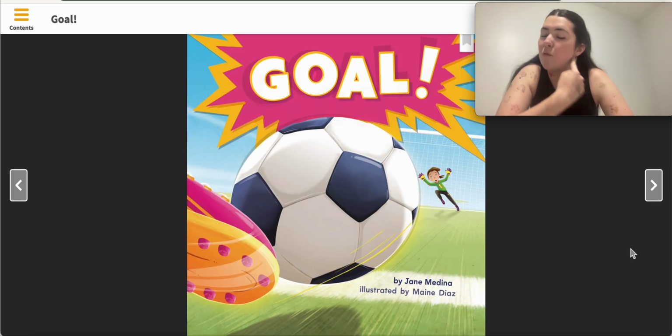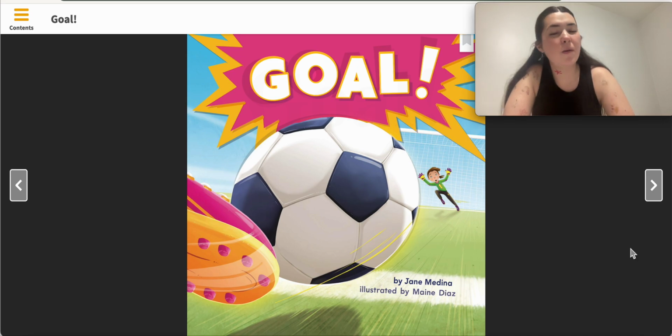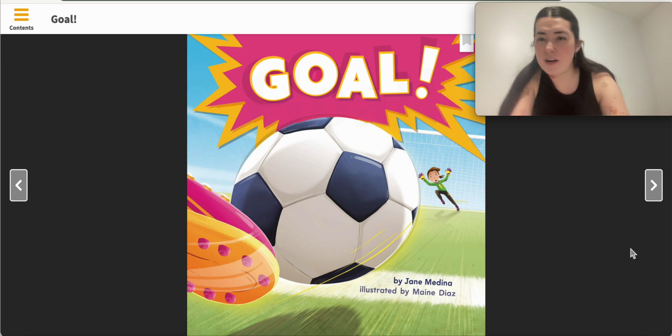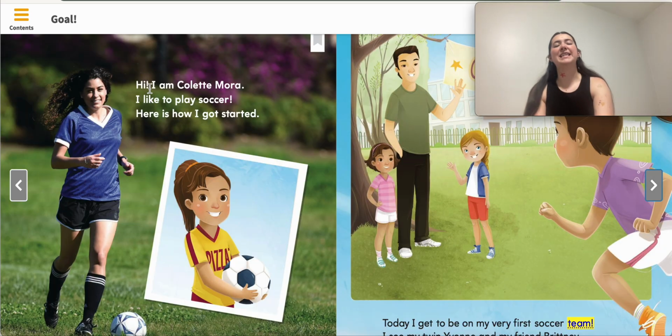Our story is a reread all the way from back in November that's called Goal by Jane Medina and illustrated by Maine Diaz. We read this story a long time ago, and it's going to be one of our informational texts that we're reading.